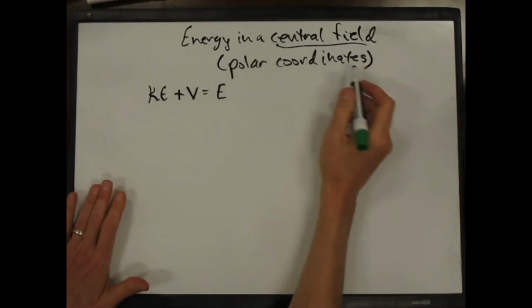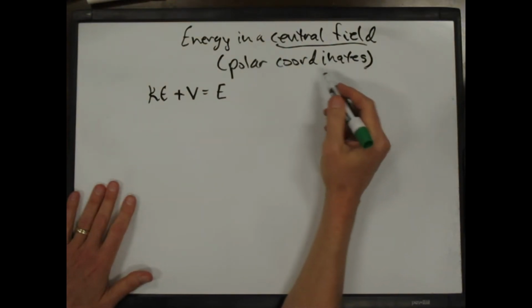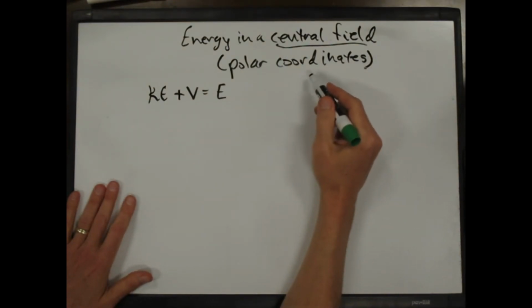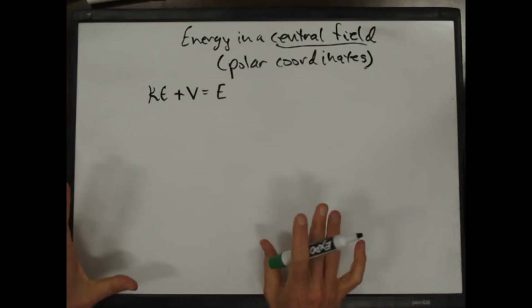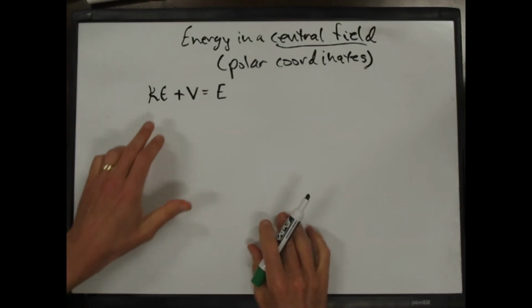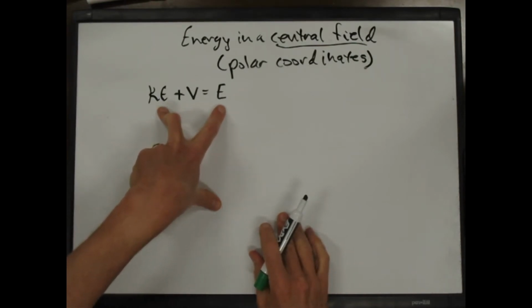So we're going to talk about the energy of a particle in a central field. This isn't necessarily 1 over r squared. We're going to look at this in polar coordinates. I'm going to draw back on some of the things we did in chapter 1 and in the beginning, mostly in the beginning of this chapter. And we're going to say, look, the kinetic energy plus the potential energy is equal to a constant, which we'll call E, the total energy.